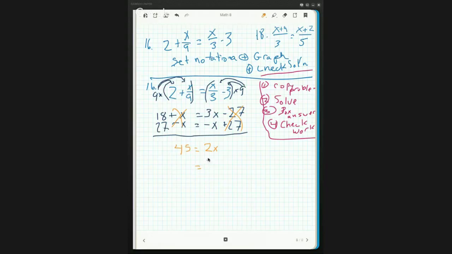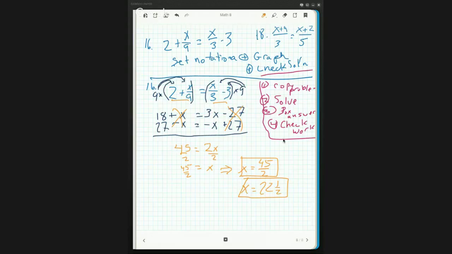And now I'm going to use my division property of equality, and I get x equals 45 over 2. You could also use our reflexive property, and we could say 45 over 2 equals x. We can write it in the other direction. We can box that. Another approach would be to do the division and say x equals 22.5. Either one of those answers is fine. So we have copied the problem.